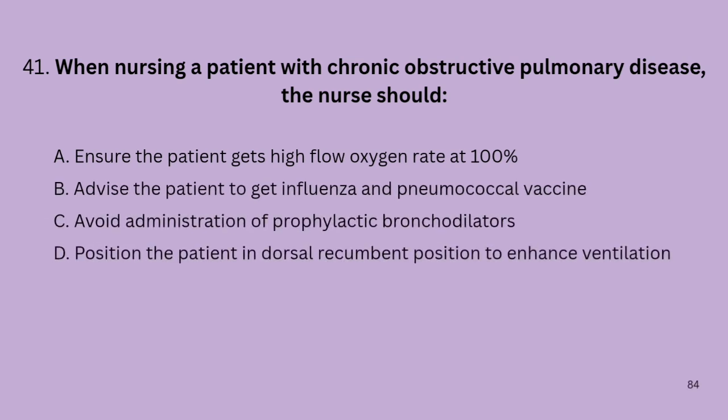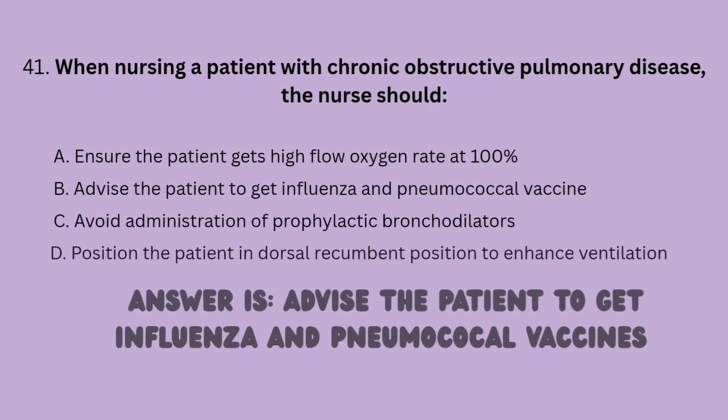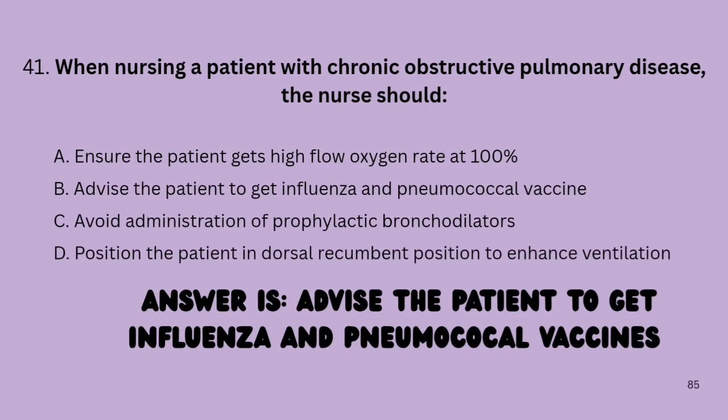Number 41. When nursing a patient with chronic obstructive pulmonary disease, the nurse should: ensure the patient gets high-flow oxygen at a rate of 100%; advise the patient to get influenza and pneumococcal vaccines; avoid administration of prophylactic bronchodilators; position the patient in dorsal recumbent position to enhance ventilation. The correct answer is: advise the patient to get influenza and pneumococcal vaccines.